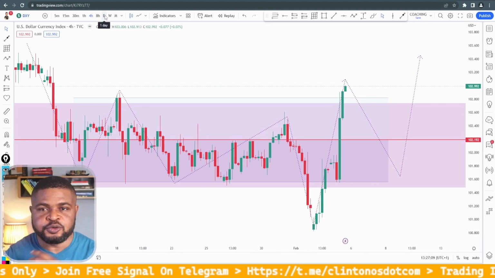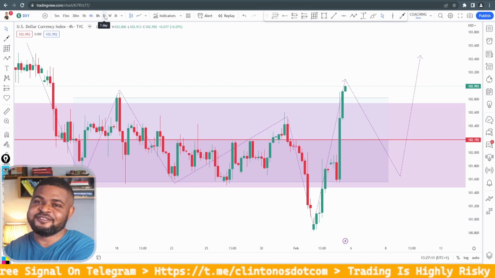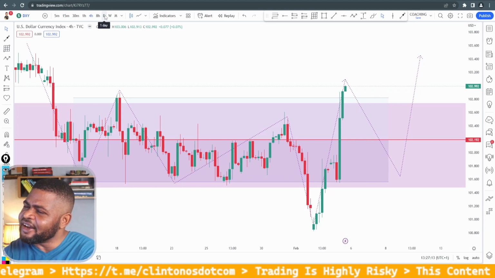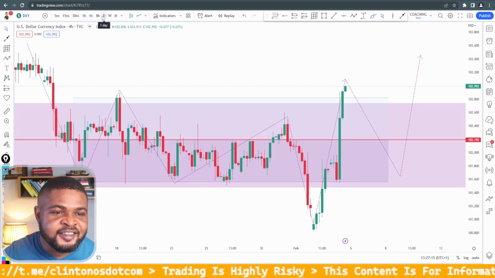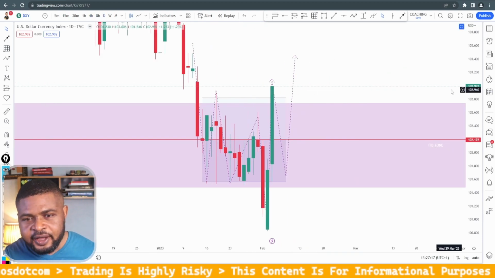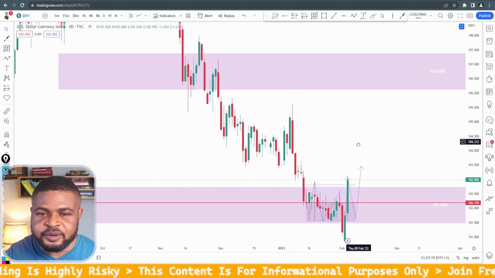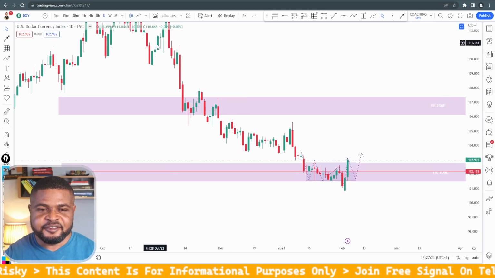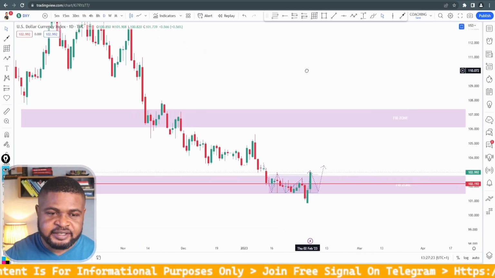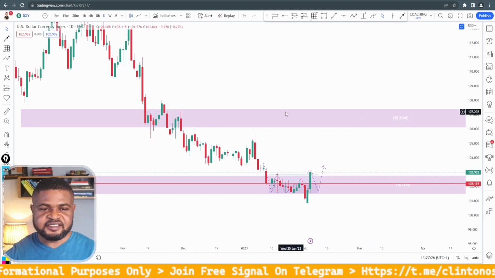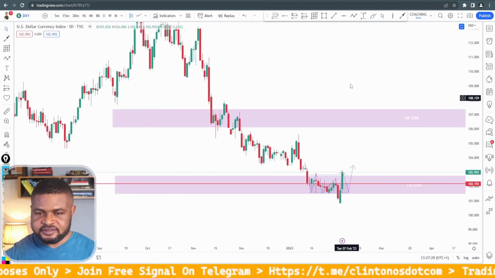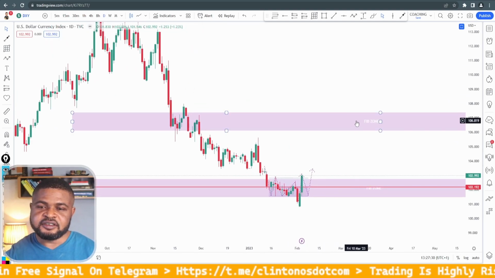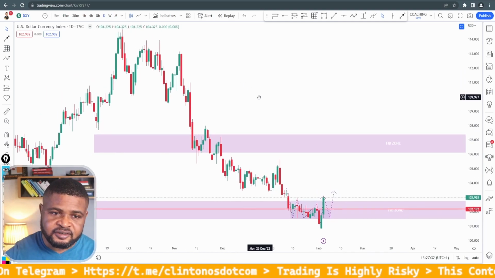I said that we're going to do a top-down analysis. So the daily time frame, what I was saying, is still very bearish. I think it's off the daily time frame that I measured and discovered that price might likely not even get to this level again. I don't really know.